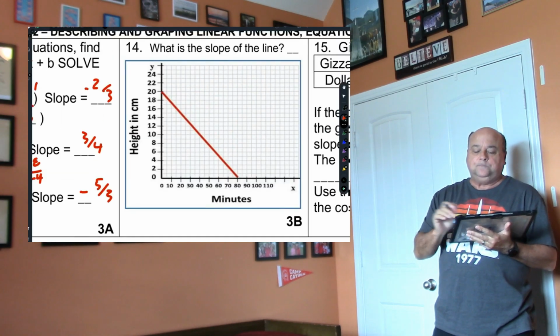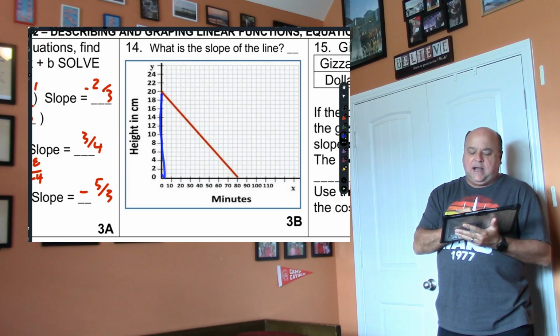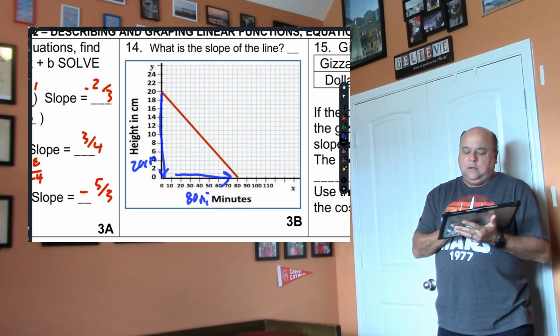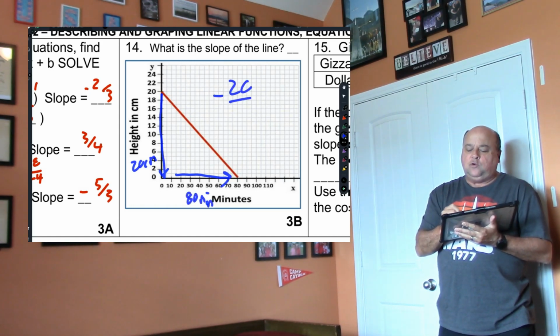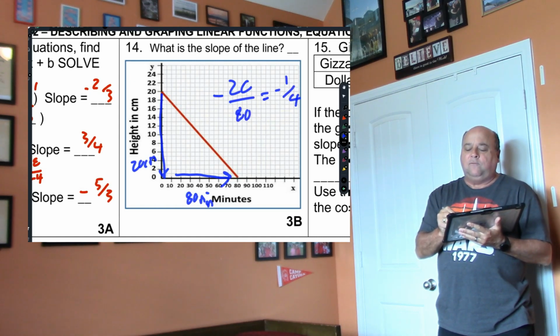Let's go to the next one. What's the slope of the line? So the slope of the line is going down and over. We are going down 20 centimeters and we're going over 80 minutes. So this is going to be negative 20 over 80. If you punch that in the calculator, you'll get negative 1 over 4.